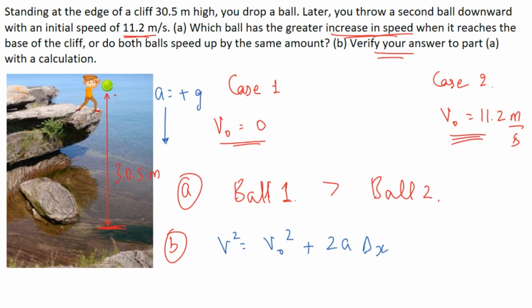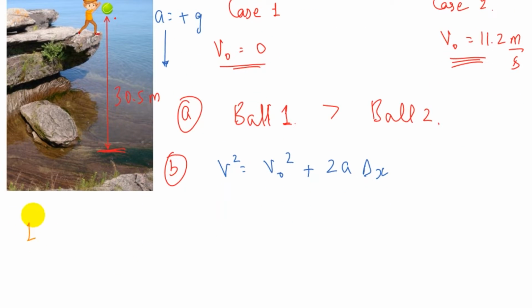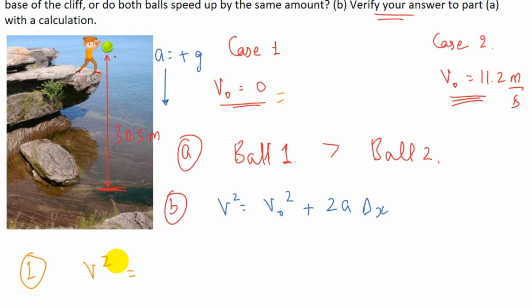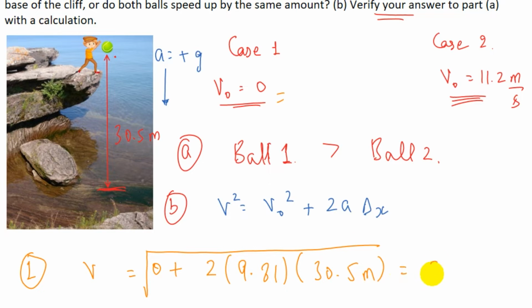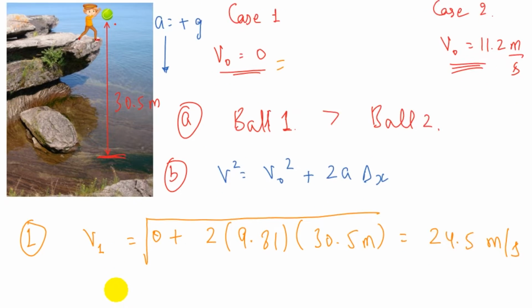Now let us find the final velocity for ball 1, that is case 1. So for case 1, v squared, that is the final velocity squared, will be equals to, now initial velocity we have 0 for this one, so this is 0 plus 2 times, now a is g here, so 9.81, and delta x we have 30.5 meter. Now this is v squared, so we can write this under root, and we'll get this answer to be 24.5 meter per second. So this is the final velocity for ball 1.